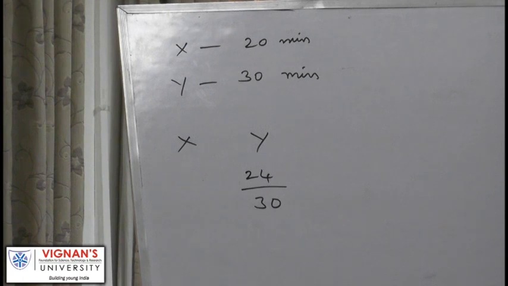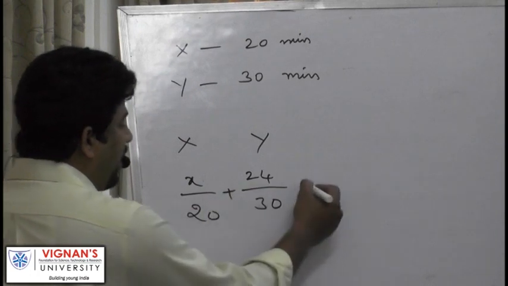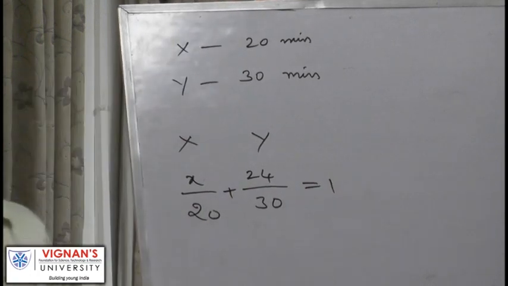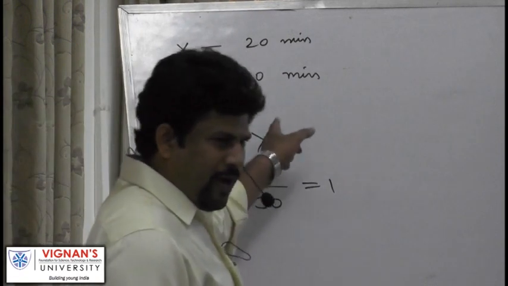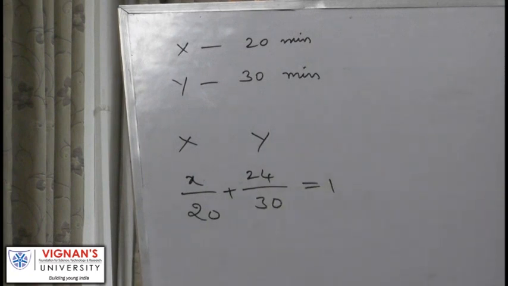So I am saying it is x minutes. After x minutes, it is closed. Then x/20. So together they fill the cistern. So the part of the tank filled by X plus the part of the tank filled by Y together should be equal to 1, because the cistern is full or filled.